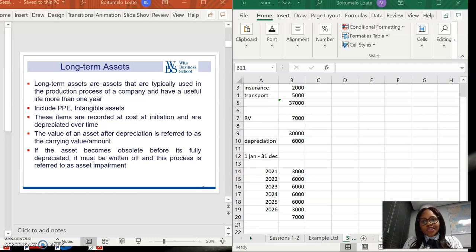Please be careful not to confuse depreciation and amortization, which both reflect usage, with an impairment. An impairment, for instance, is only when an asset becomes obsolete before it is fully depreciated. In that instance, if it loses a lot of value due to an exceptional circumstance, you need to write off that asset in your income statement, and that is the process that we refer to as an impairment.